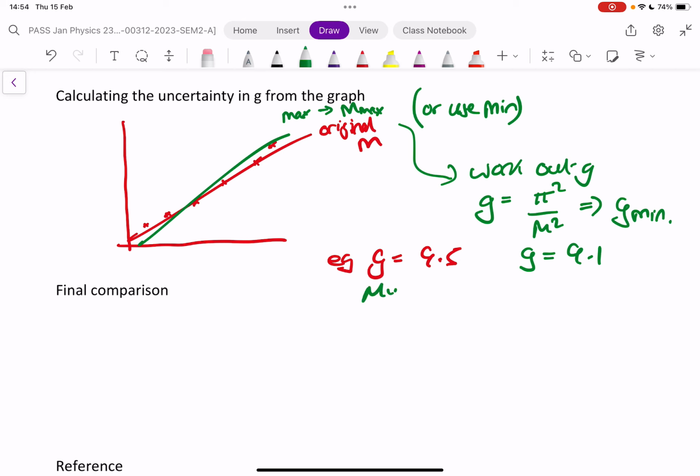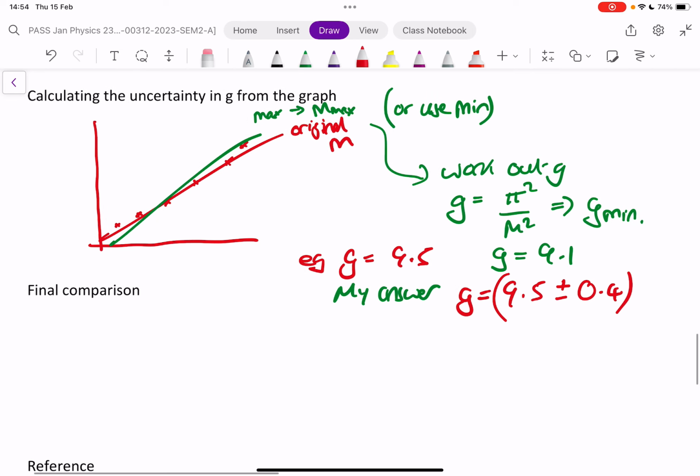My answer is a combination of those two things. So my answer is, of course, g equals 9.5. But I want the difference between these two. It gives me my uncertainty. Plus or minus, in this case, 0.4. Brackets and the unit, meters per second squared. So it's quite an easy process to get this final bit.